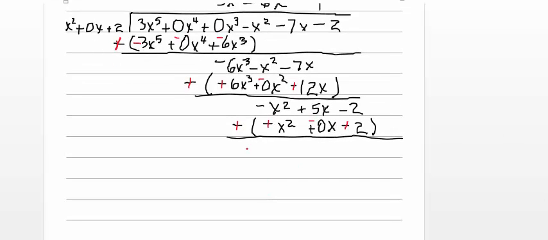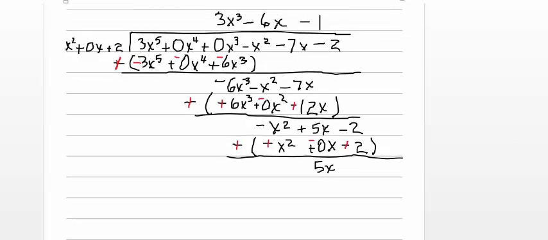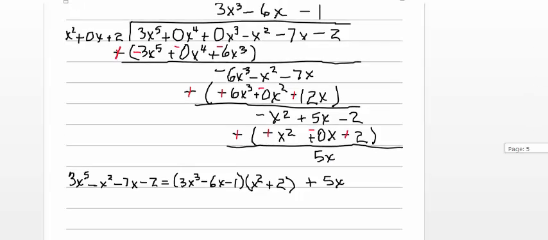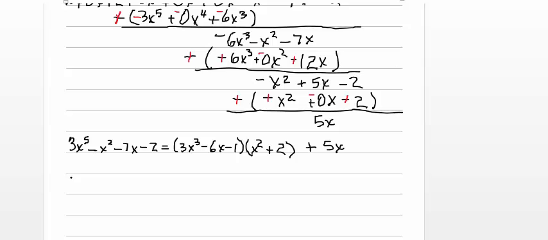And add, getting 5x. And the other two sums are 0, so 5x is my remainder. So my dividend, 3x to the fifth minus x squared minus 7x minus 2, is equal to the quotient, 3x cubed minus 6x minus 1, times the divisor, x squared plus 2, plus the remainder, 5x. So that's the equation that comes from the division algorithm.